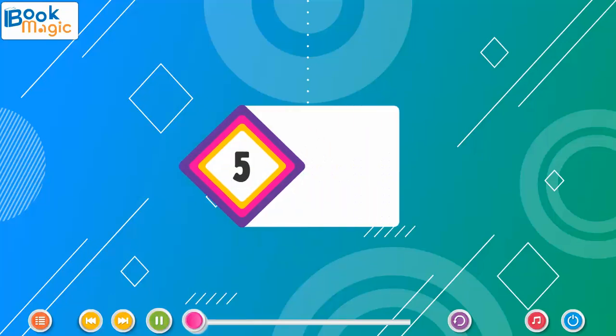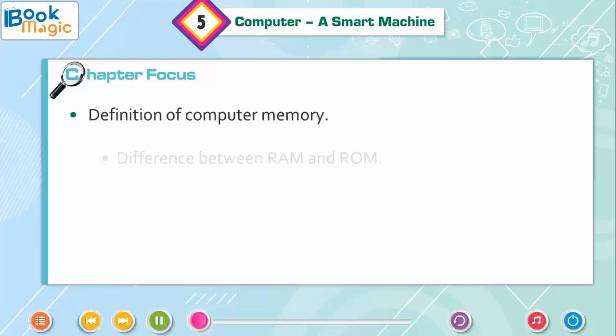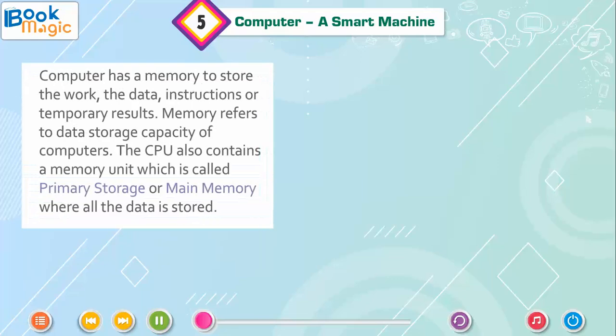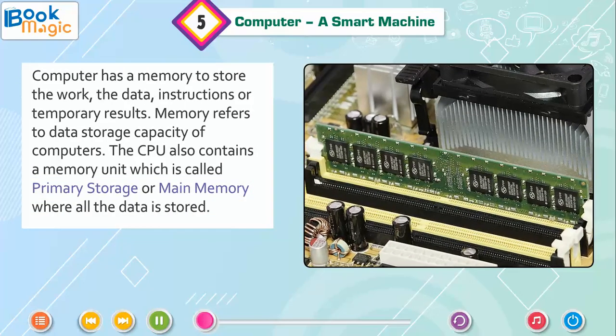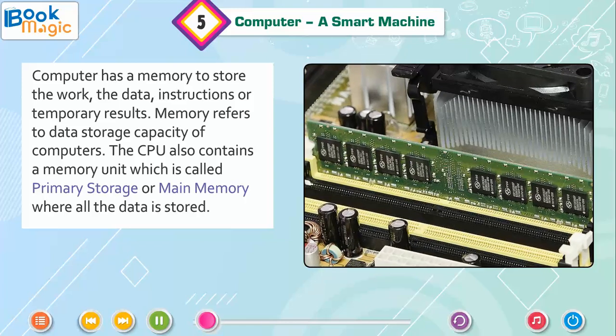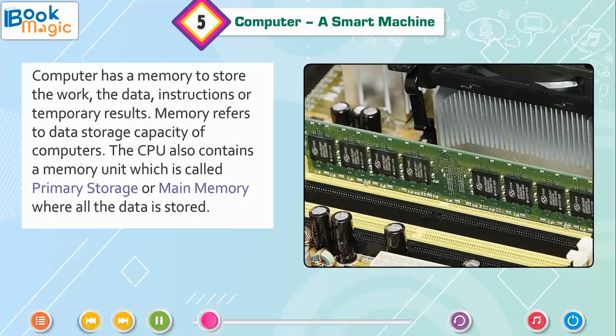5. Memory of computer. Chapter focus: definition of computer memory, difference between RAM and ROM, and units of memory measurement in computer. Computer has a memory to store the work, the data, instructions or temporary results. Memory refers to the data storage capacity of computers.